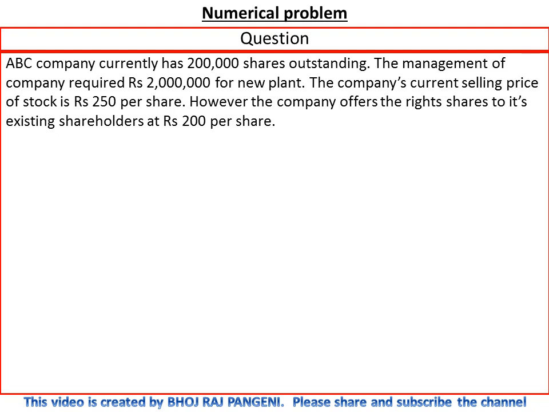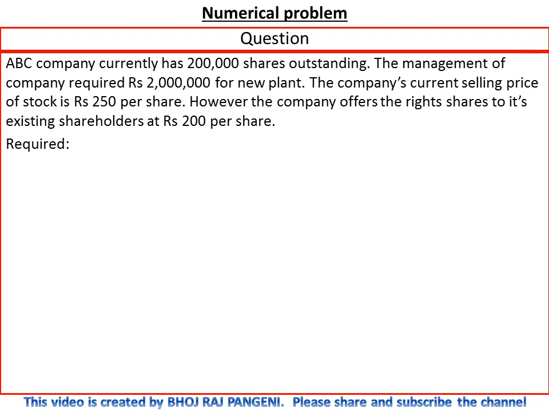The management of the company requires rupees 2 million for a new plant. So the fund to be raised, or required fund amount, is 2 million rupees. And the company's current selling price of stock is rupees 250 per share. That is P0, the market price of the stock or current selling price of the stock, equal to 250 per share.